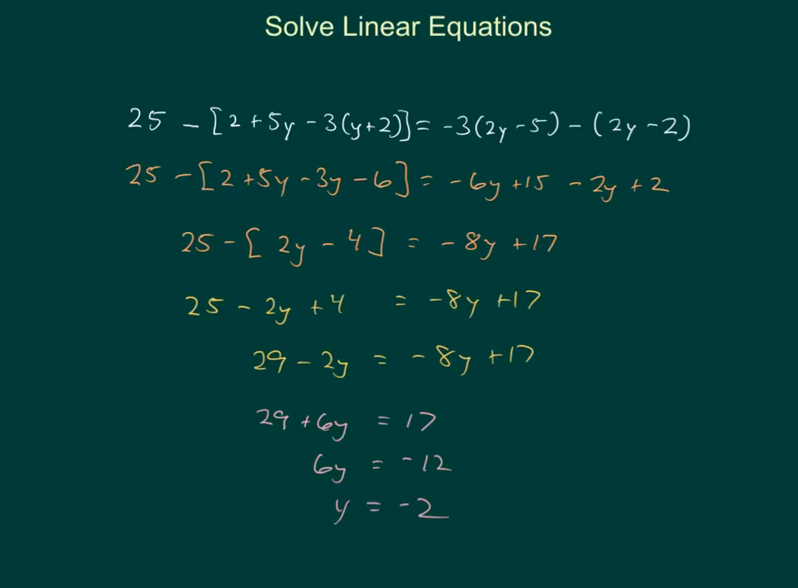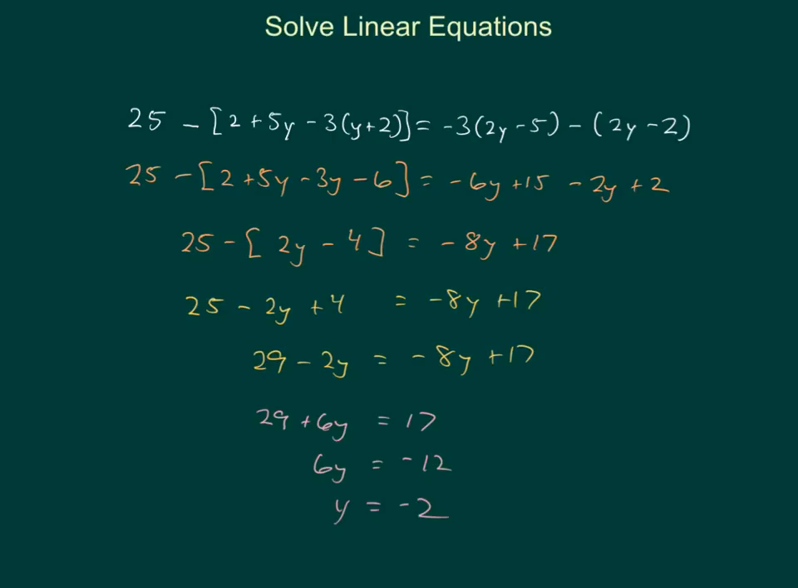Notice how that did change it. Probably the main mistake that I see students make is when they deal with this negative sign, forgetting to take it to everything inside the parentheses. So when I combine the like terms, I get 25 minus the quantity 2y minus 4 equals negative 8y plus 17. And then distributing that negative sign, I get 25 minus 2y plus 4 equals negative 8y plus 17.